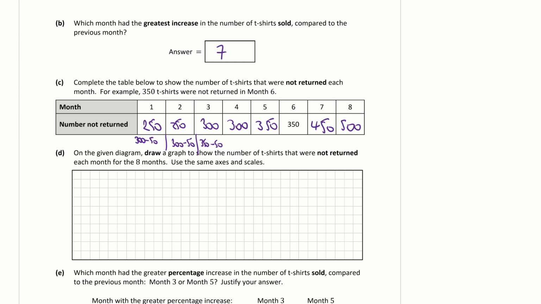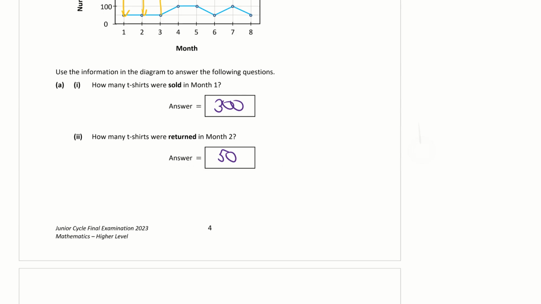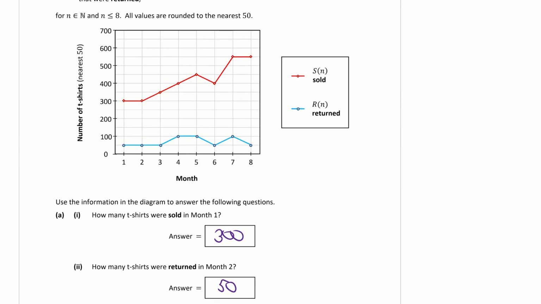Part D, on the given diagram, draw a graph to show the number of t-shirts that were not returned each month. Okay, so I'm going back to the diagram here to fill this in, and we're sketching the not returned, which are these figures here. So going back up to my picture, and I'm going to plot those points. So my first one there is going to be 250, another 250, then I'm plotting a 300 for month 3, then another 300 for 4, 350, 350 for 6, 450 then, which would be here, and finally month 8 is 500, which would be here.